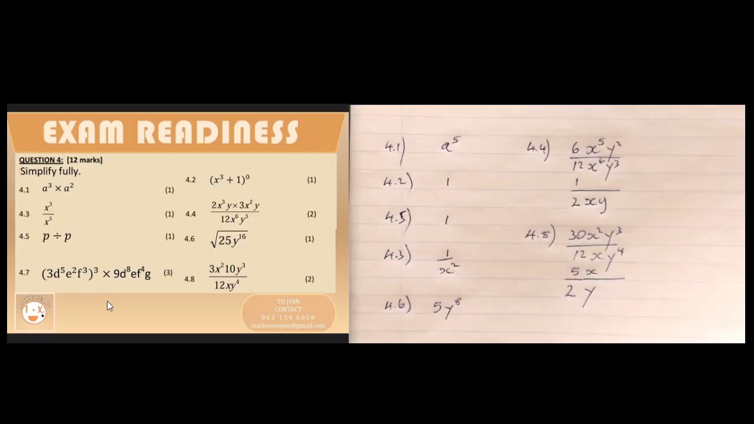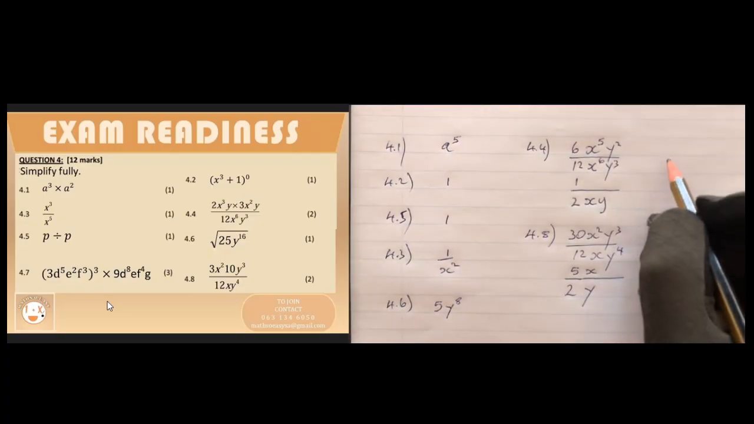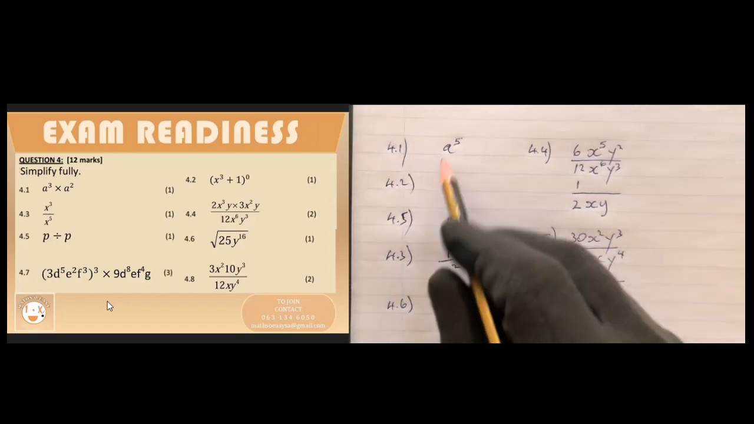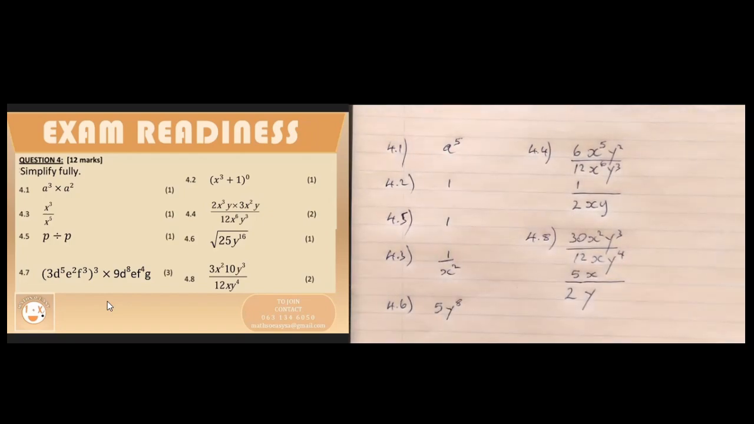Let's look at these ones. This one, 3 plus 2, isn't it? These ones I don't, 3 plus 2. What about 4.2? Yeah, 4.2. Anything to the power of 0 is 1. Okay, just be careful there.